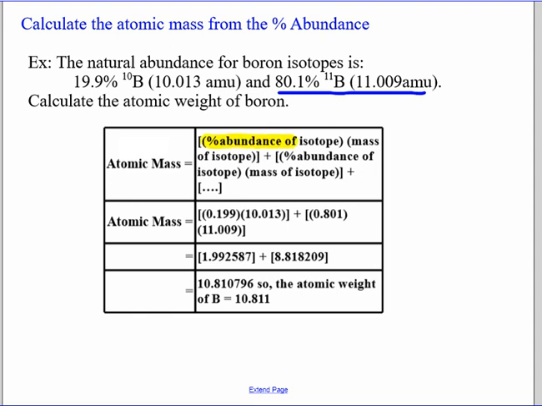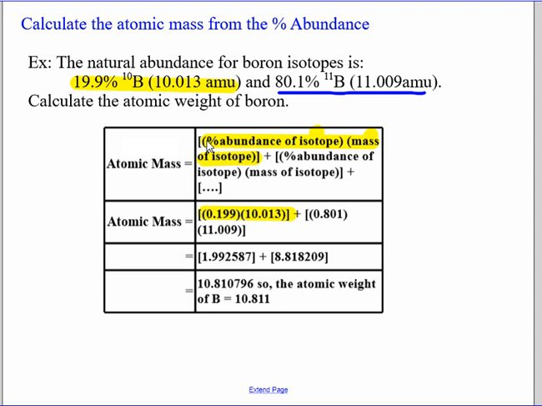In order to calculate the number that we get on the periodic table, I will take the percent abundance for each particular isotope multiplied by the mass of the isotope. So for example, I have 19.9% of boron weighing exactly 10.013 atomic mass units. Changing that percentage to a decimal, 0.199 times 10.013 would be the abundance of the isotope times its mass.